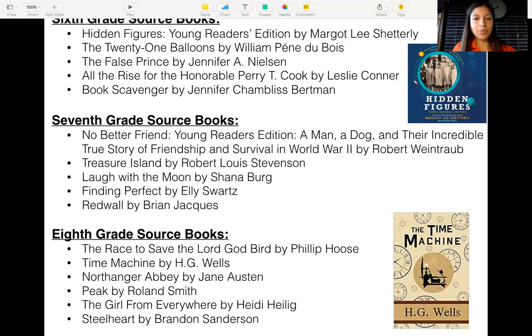Perfect. So these are some books that you can use to help you become familiar with words, expand your vocabulary, and so on.